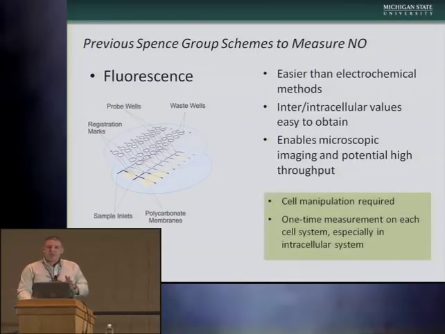Not without its problems. I don't like putting the probes into the cells because now I'm perturbing the actual cellular system. So some cell manipulation is required, which is not the case with most electrochemical techniques. The other thing that I don't like is, I mentioned with the amperometric system, I can perturb my cells time and time again and measure nitric oxide release. And when you use the fluorescent probes, it's sort of a one-shot deal. You add your probe, you stimulate, you measure the fluorescence, and you have to move on to a different well. You're done. So again, some disadvantages with the fluorescent system.